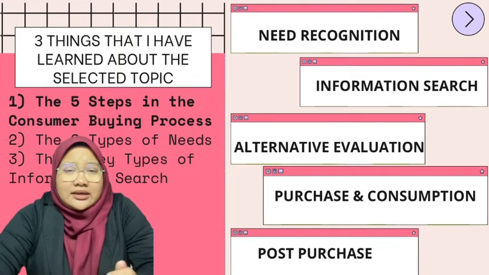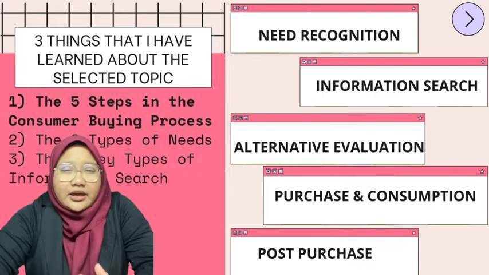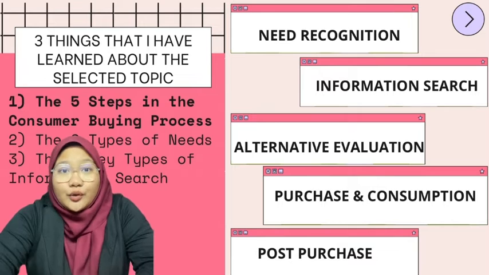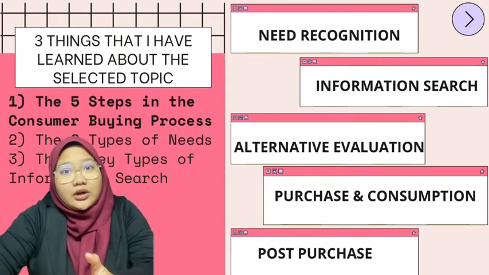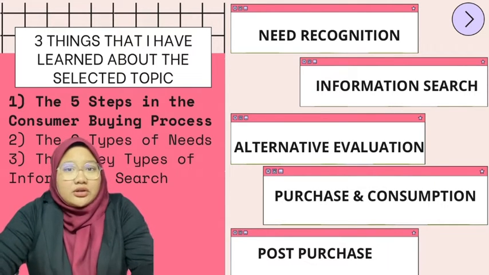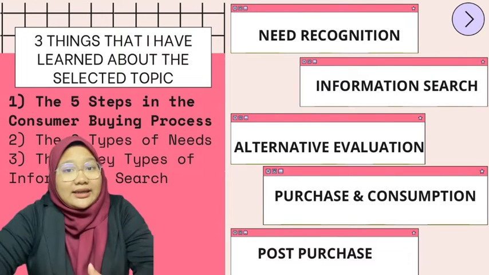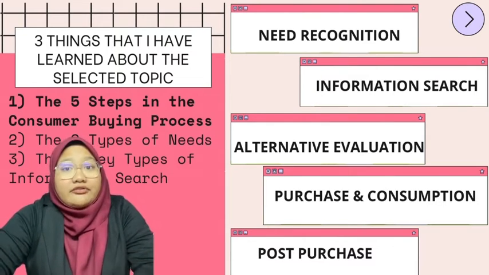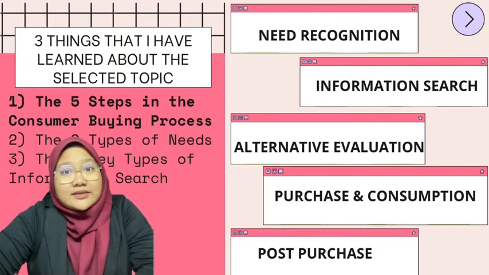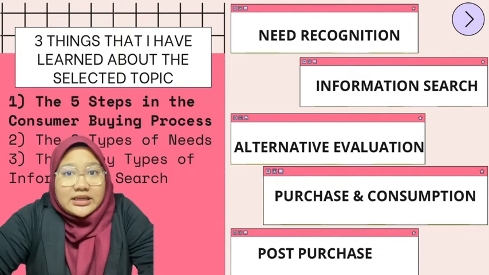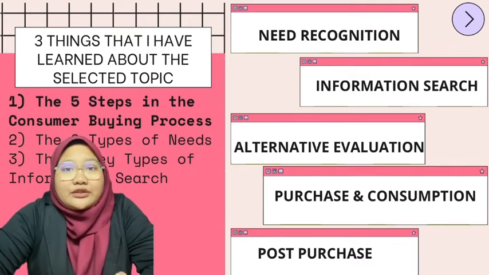Firstly, need recognition. This begins when consumers recognize they have an unsatisfied need and they would like to go from their actual need state to a different or desired state. The second step after a consumer recognizes a need is to search for information about the various options that exist to satisfy that need. Process number 3 is alternative evaluation. Once the consumer has recognized a problem and explored their possible options, he or she must sift through the choices available and evaluate the alternatives.